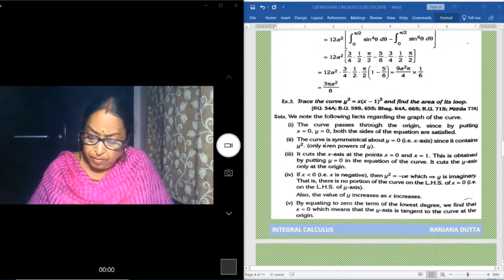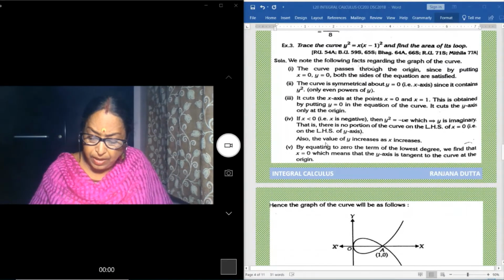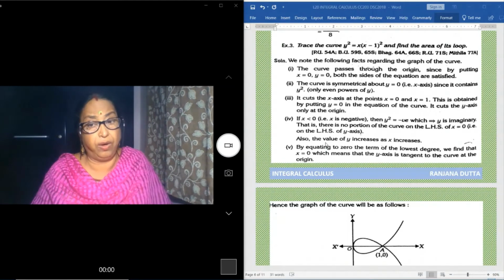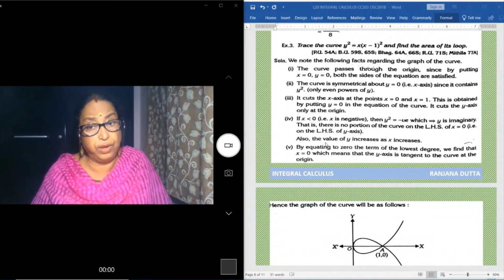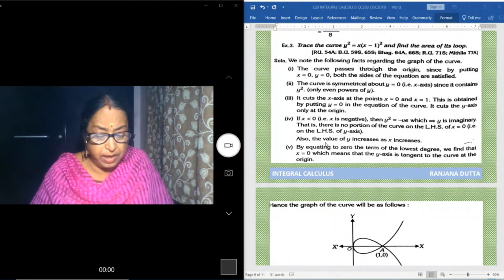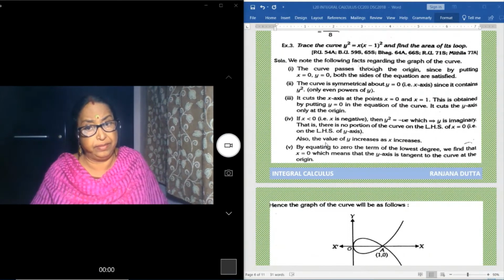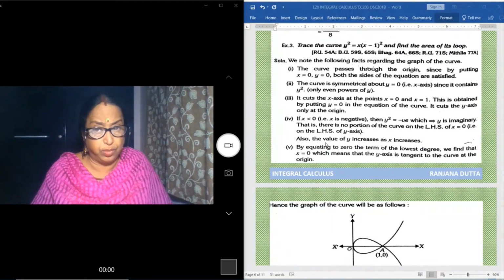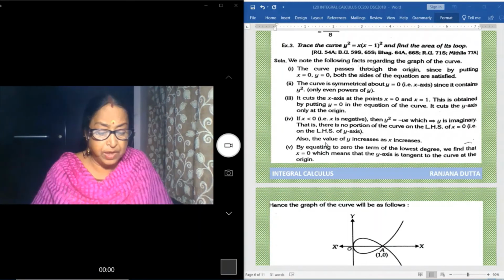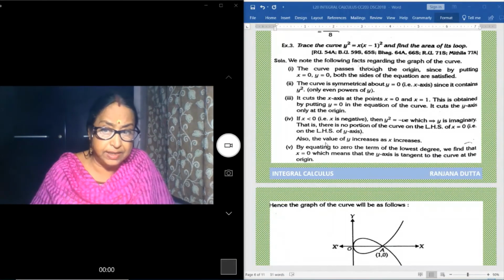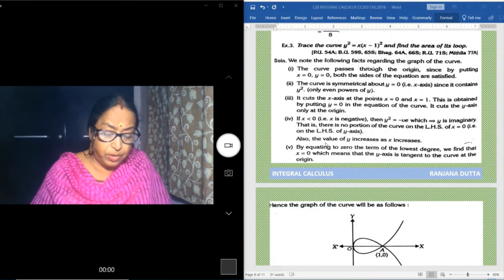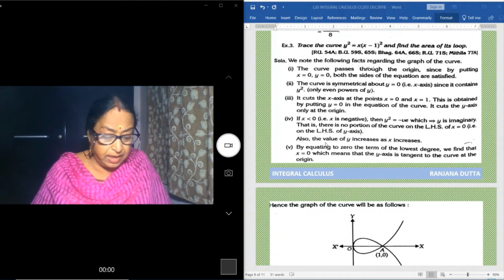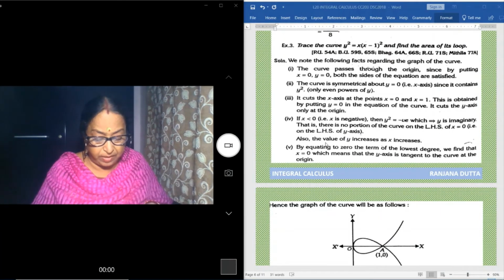Now trace the curve y square is equal to x into x minus 1 the whole square, and find the area of the loop. They have told only to find the area of the loop. Here the loop is symmetrical about the x-axis. So two loops are found here, and the limit of x is 0 to 1. So 0 to 1 y dx, and putting the value of y and integrating it, we can get the value.